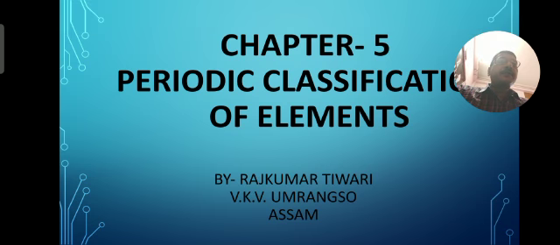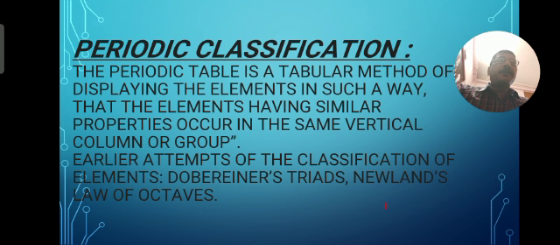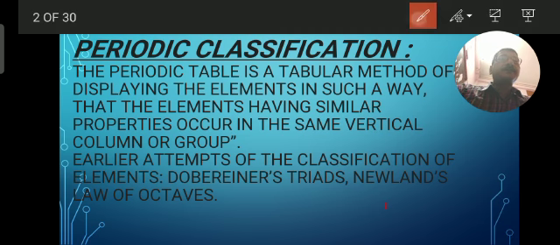In this chapter, we will be discussing the periodic classification. What is the periodic table? What is the periodic classification? And what are the different methods used by different scientists for the classification of elements? So here, what is the periodic classification and what is the periodic table?